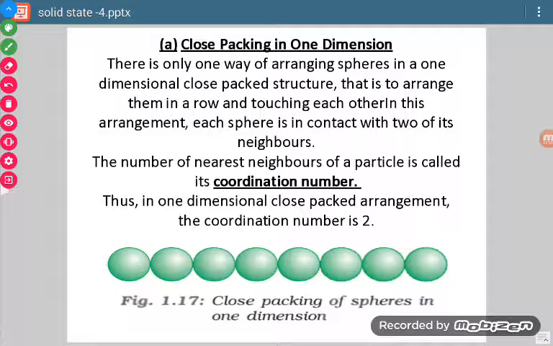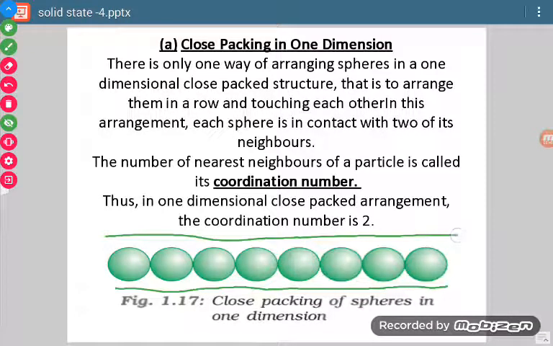The very first thing is we consider an atom as a sphere. So if we are talking about one dimension, then we have to keep our spheres or atoms in such a way that they form a single line. In this type of arrangement, any atom you take will be in touch with two other atoms. That particular number, as many atoms as touch a given sphere, is known as the coordination number.